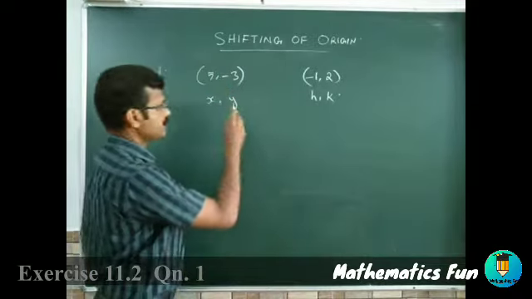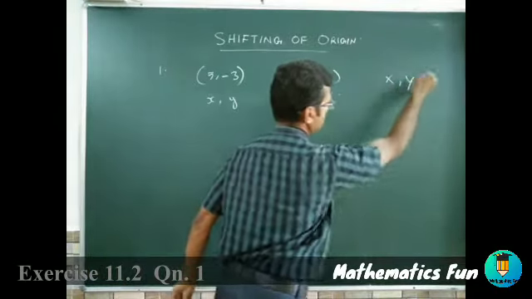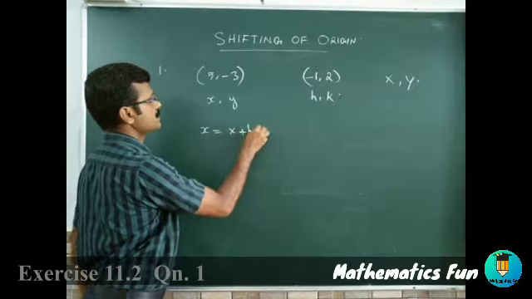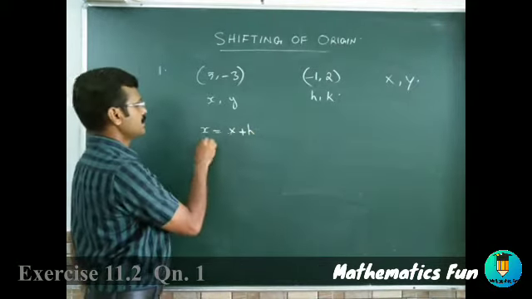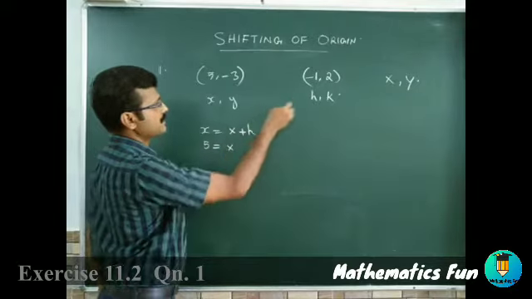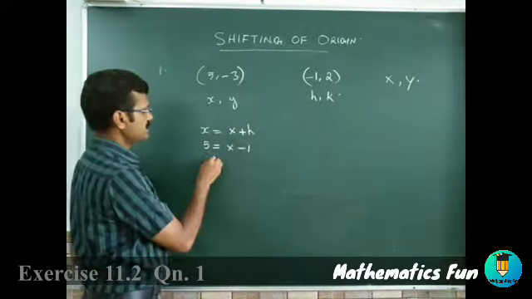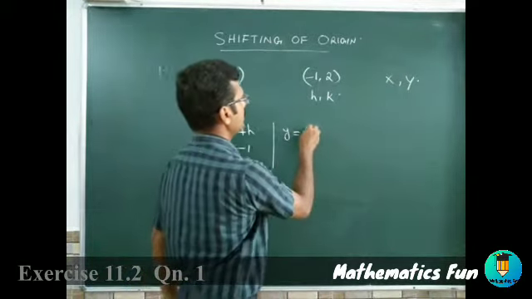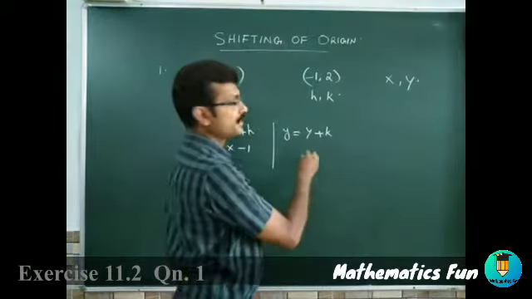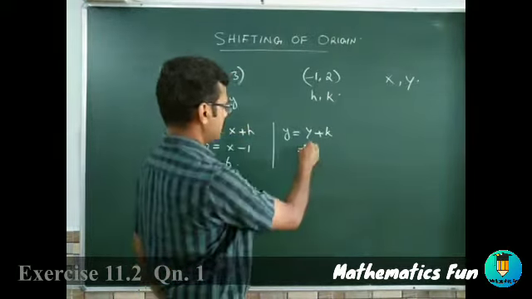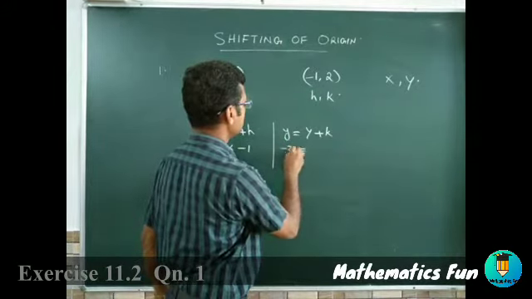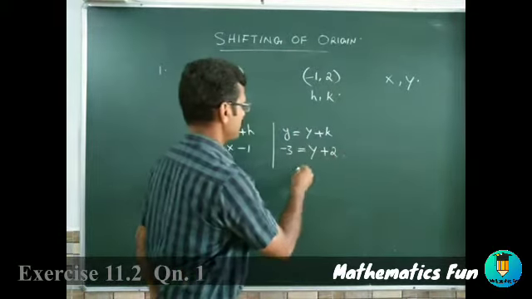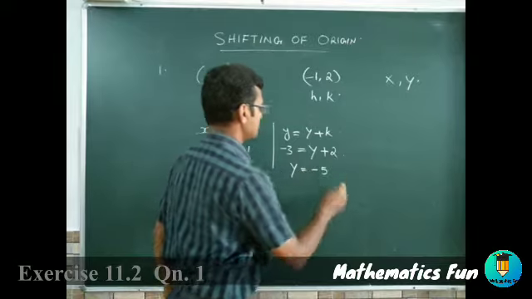So we have to find out capital X, capital Y. That is the question. So small x, we know small x is equal to capital X plus h. So here if you substitute, that is 5 is equal to capital X plus h, it is minus 1. So from this capital X is equal to 6. Similarly small y is equal to capital Y plus k, and here small y is minus 3, capital Y we have to find out, and k is 2. So from this capital Y is equal to minus 5.